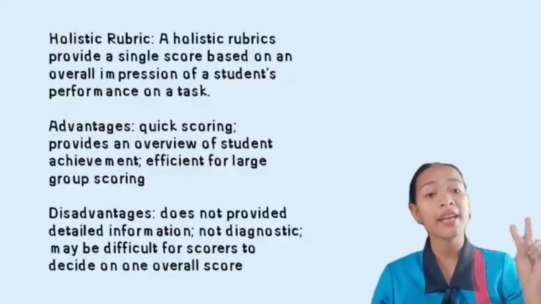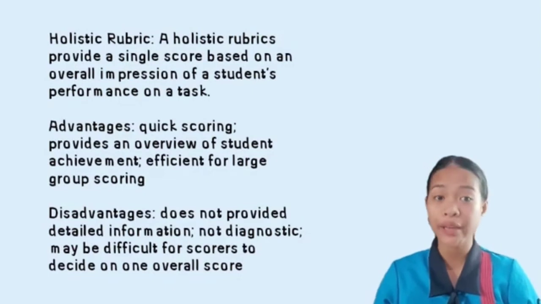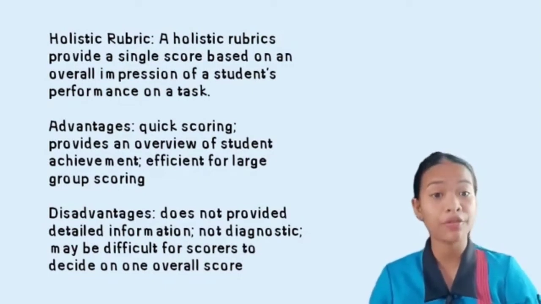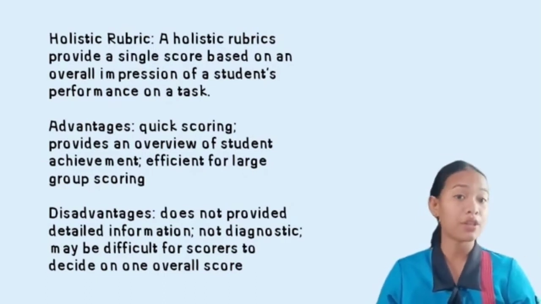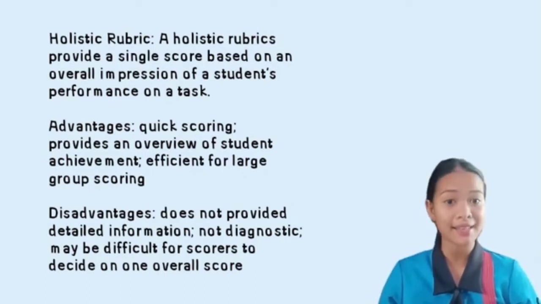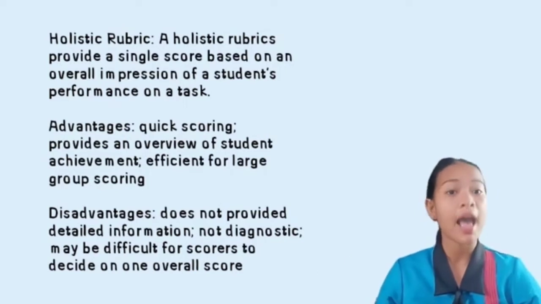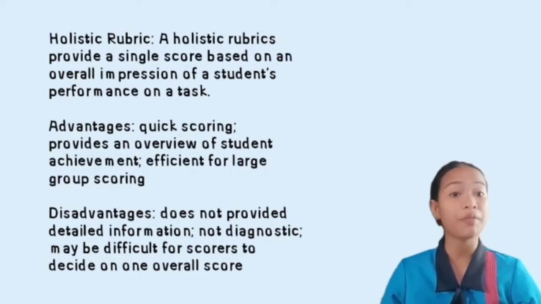So you can use this rubric when you want to see strengths and weaknesses, and you want detailed feedback about students' performance. Then, the second type is the holistic rubric. A holistic rubric provides a single score based on an overall impression of a student's performance on a task. So the advantages are, quick scoring, provides an overview of students' achievement, and is efficient for large group scoring.